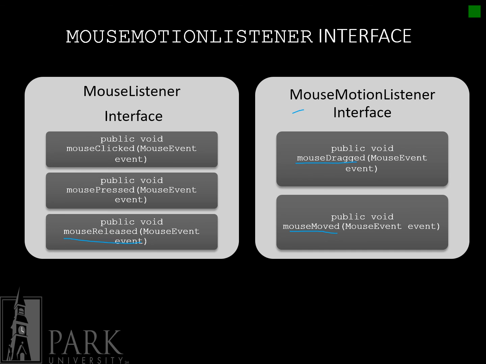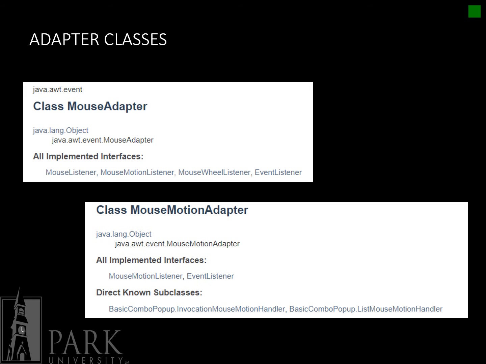For each event handling interface with more than one method, Oracle, which was previously Sun, provides an associated class that already implements the interface's methods for you. Those classes are called adapter classes. And the mouse adapter class implements the mouse listener's interface methods. And the mouse motion adapter class implements the mouse motion listener interface methods.